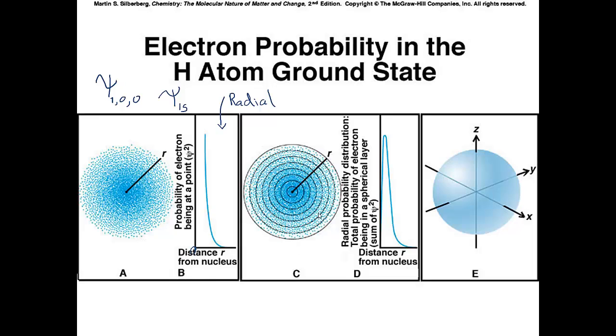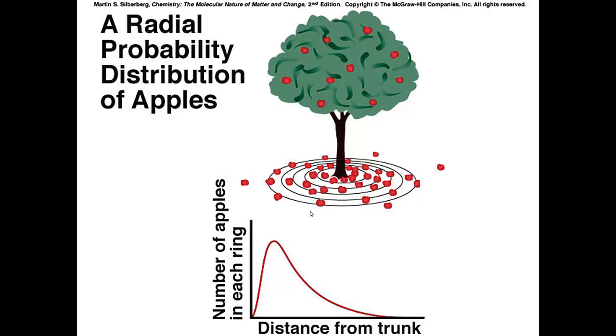To give you another kind of analogy to think about what this radial distribution plot might look like, let's look at this probability. So this is the radial probability distribution of apples falling from this tree. So here's a tree. These apples are going to fall down at this tree. Every now and then one will bounce kind of far, or maybe a squirrel will grab one and carry it far away before dropping it. And so we get kind of this distribution of apples.